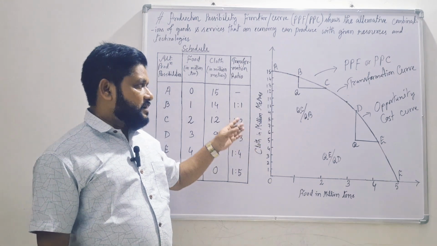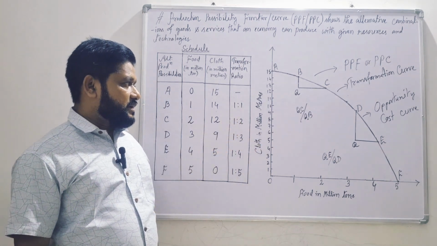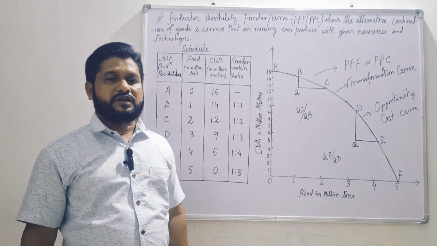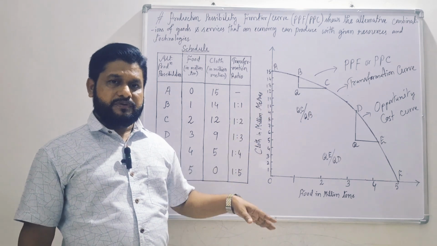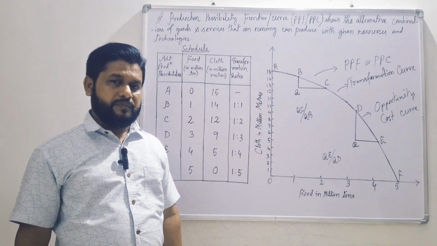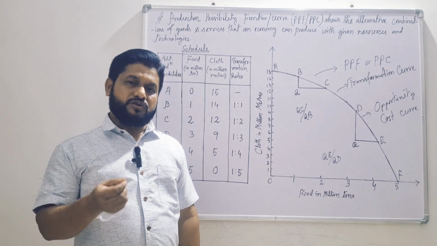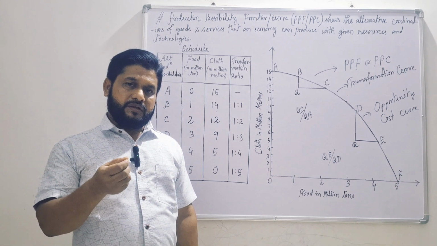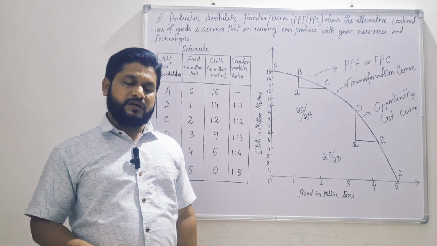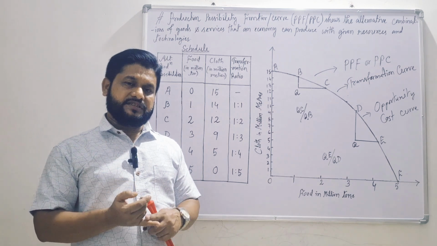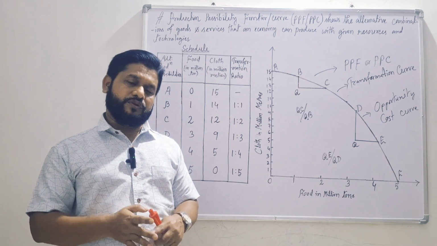On the basis of this, we can understand that the production possibility curve is a concave to the origin curve. It is also called the transformation curve. It is also called the opportunity cost curve, and it shows three things: scarcity, choices, and opportunity cost.